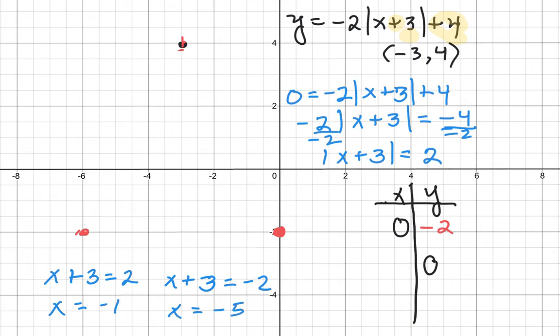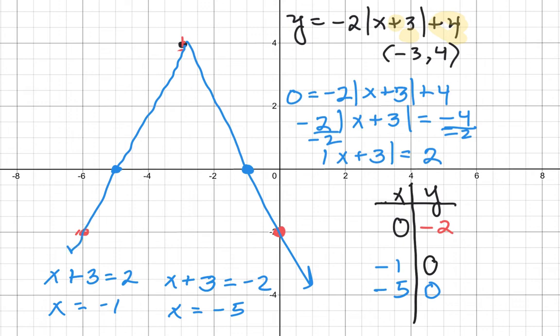So there are 2 times here where the y value is 0, when x is -1 and when x is -5, which puts me right here and right here. And that gives me a beautiful picture of what my absolute value function looks like. All right, so that algebra that we did earlier in the year ties in here as well. We know how to solve these absolute value equations. We can use them to find those x-intercepts, which helps to give us a nice picture of the graph.